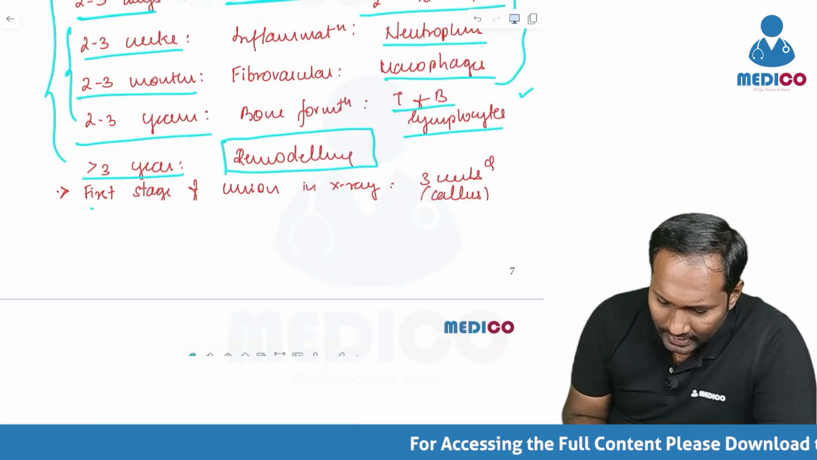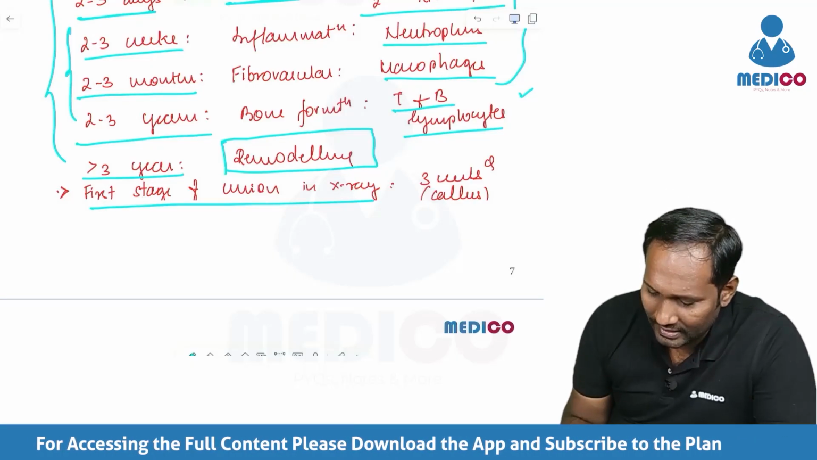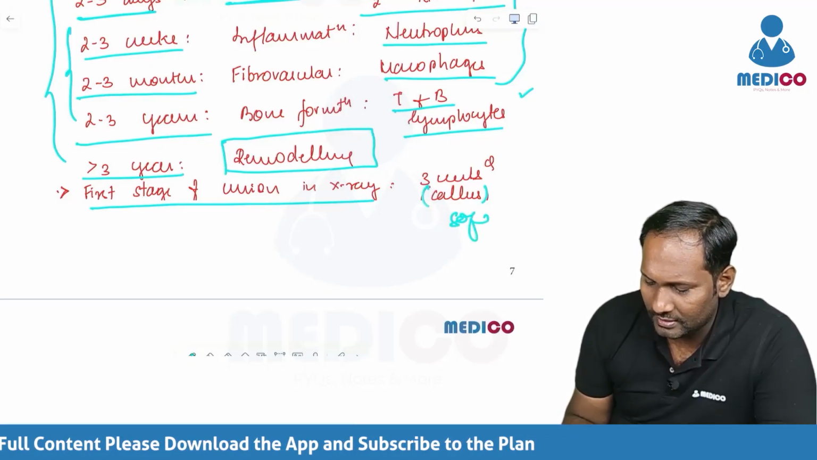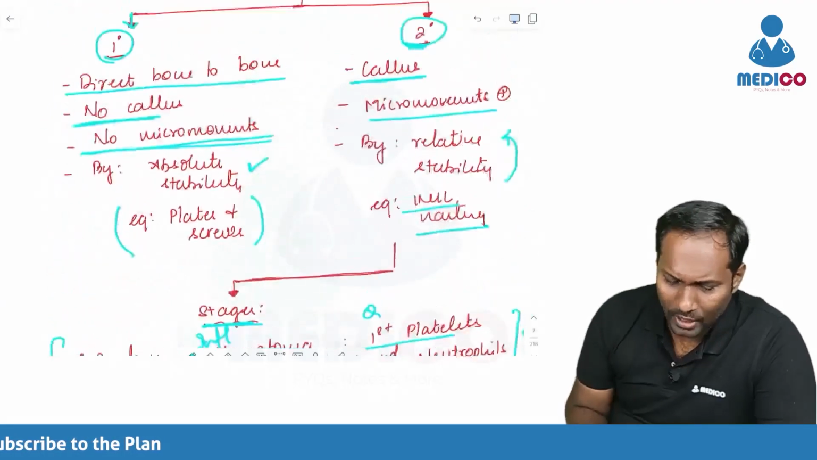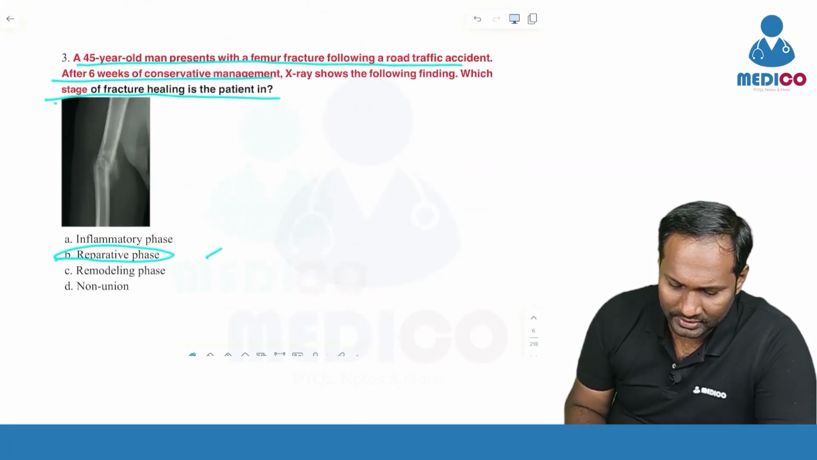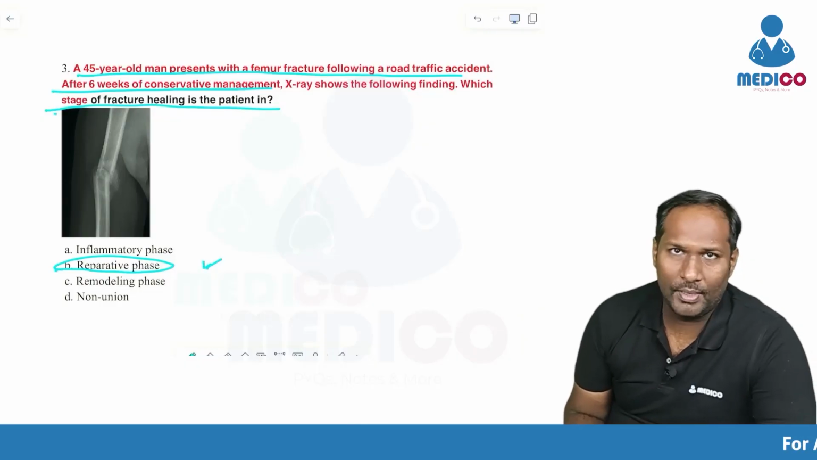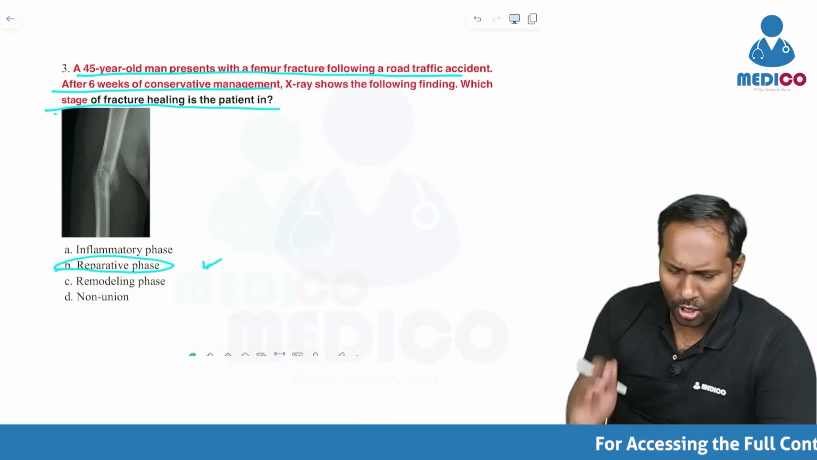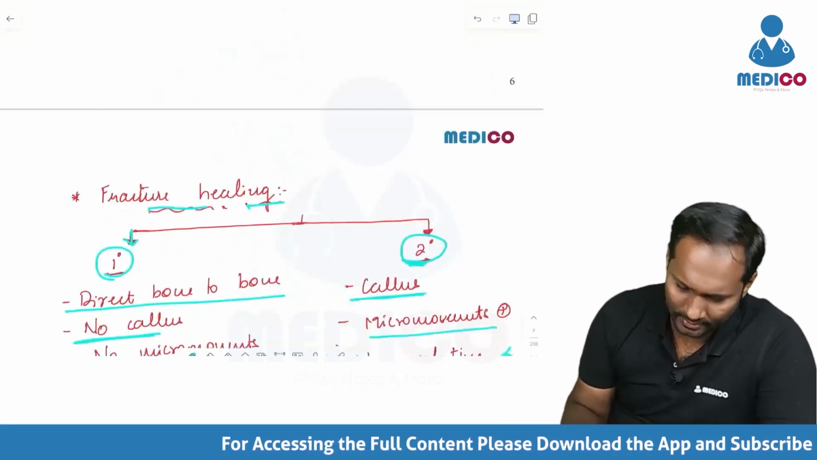And the first stage of union, in the X-ray we'll be able to see the callus, that is actually the soft callus, at around 3 weeks. Okay, I hope now you would have been able to understand why this is reparative phase, okay, and not an inflammatory phase. The inflammatory phase is predominantly in the first 2 to 3 weeks. Beyond that is the reparative phase. Okay, yes.